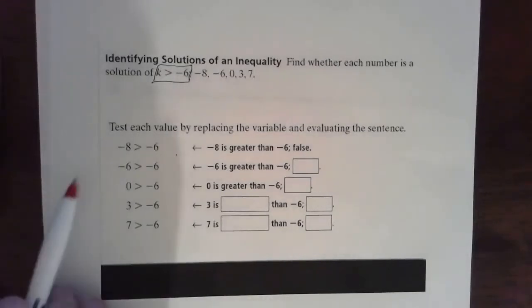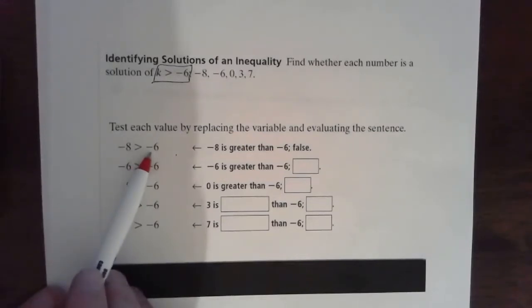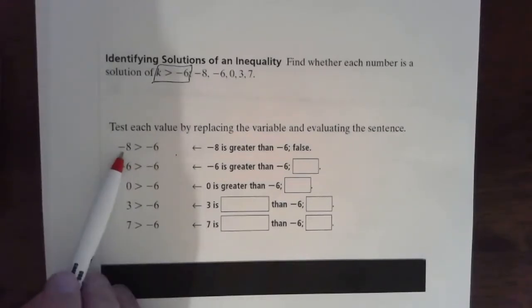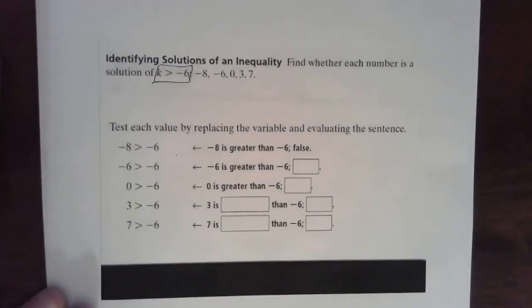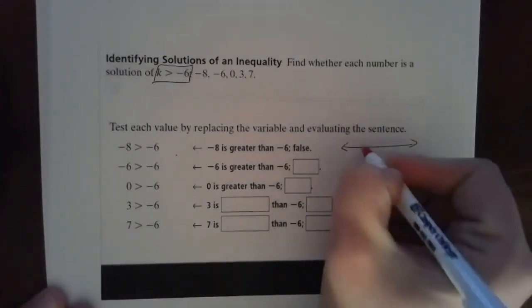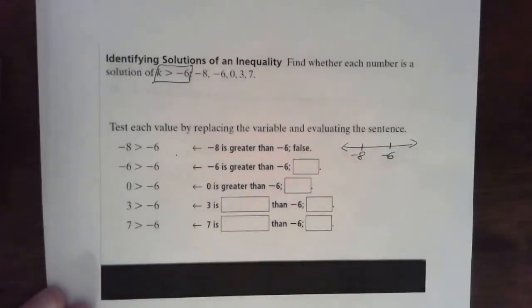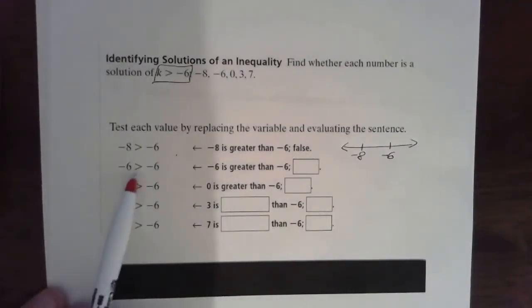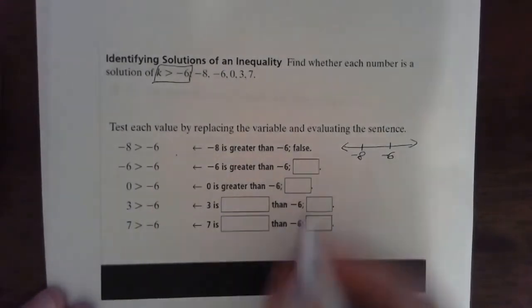Okay, so is -8 greater than -6? Well, think about the number line. Where does -8 lay corresponding to -6 on the number line? Well, -8, if I draw a number line here, will be to the left of -6, which means it's actually smaller. So that will be false. Okay, let's try the next one. -6 is greater than -6. I hope you answer no, because -6 is exactly -6, so that's also false.